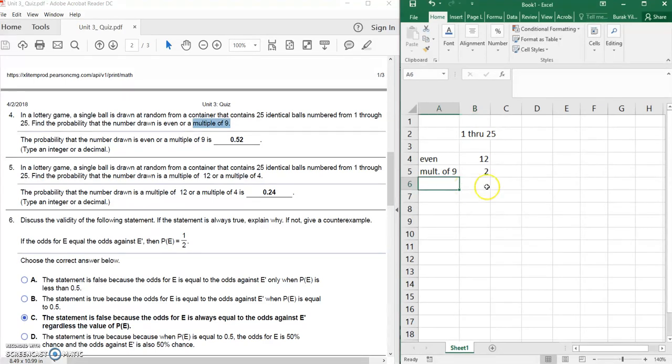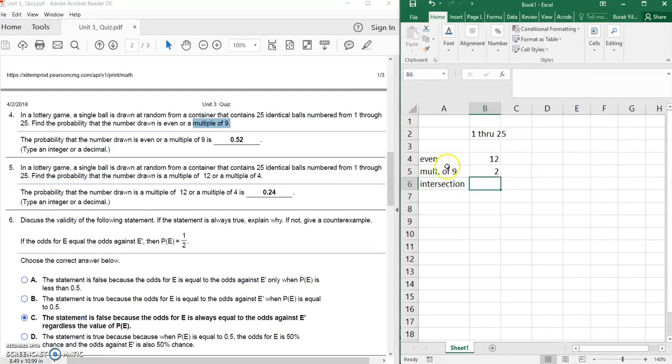But these two sets, even-numbered balls and multiples of 9, their intersection is not an empty set, because a ball can be even and a multiple of 9. So how many balls are there like that? The multiples of 9 are 9 and 18, that's it, and 18 is an even number. So the intersection of these two is 1, which is 18.